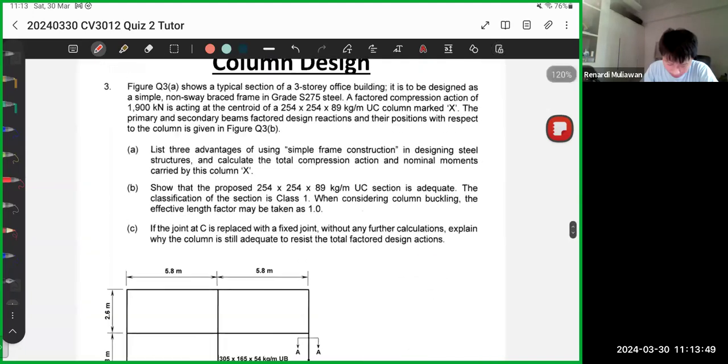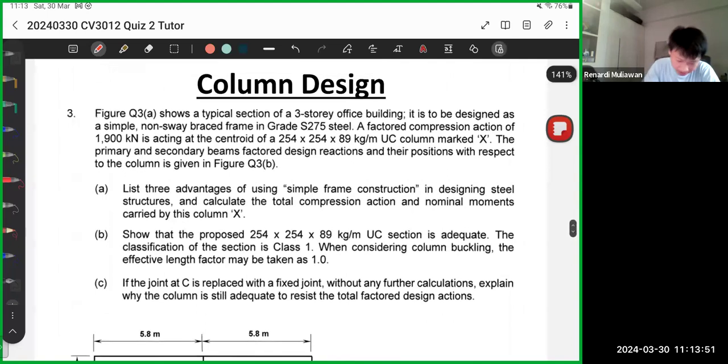Now let's read out the question first. We have a 3-story office building. It is designed as a simple non-sway braced frame. Again, you see the word simple here, so it's a simple construction.